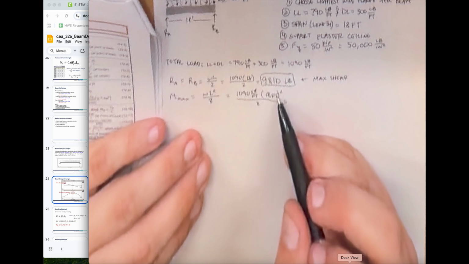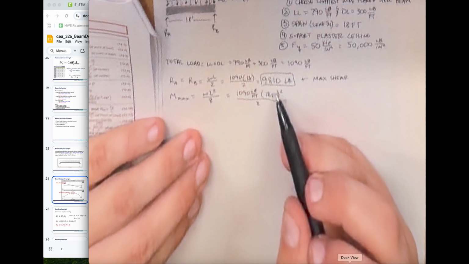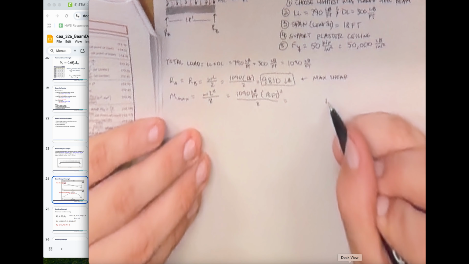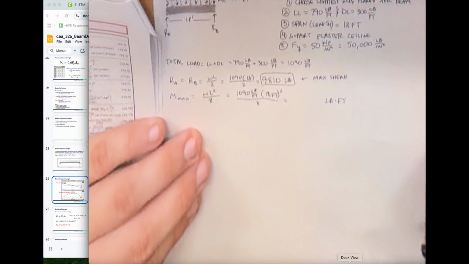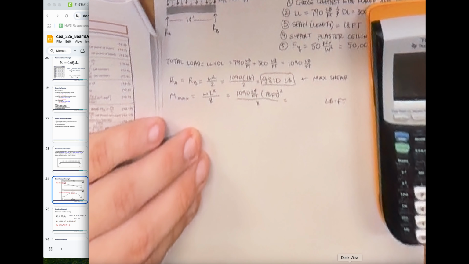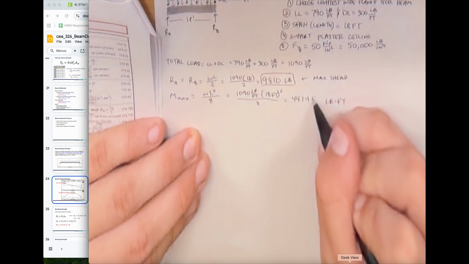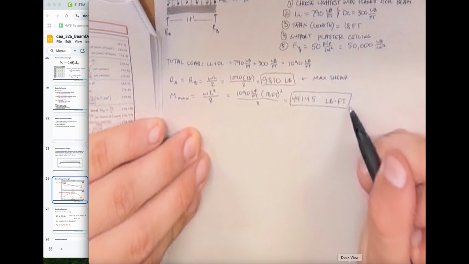So now what's going to end up happening is it's going to be 18 feet squared with that unit. One of those square feet is going to cancel with the feet down here, and so we're going to be left with a unit of pounds multiplied by feet. So now we can take 1090, multiply that by 18 squared, and then divide that by 8. And we're going to end up with 44,145 pounds times feet, and that's going to be the max moment.